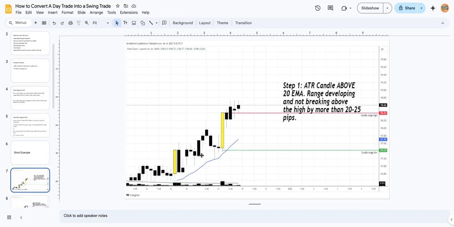Let's take a look at this. Once again, we're going to go through our steps. First thing we need to see is an ATR candle above the 20 EMA. This yellow candle right here meets that criteria, and once again, the bigger the better. We see these next few candles developing at the range, but they're not breaking it by more than 25 pips. Even though price is still closing above the range, it's not a significant enough close to make me think price is going to keep continuing higher.